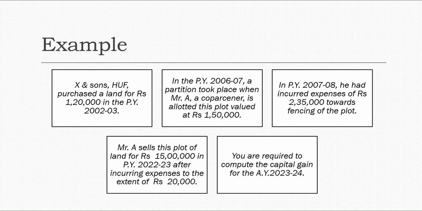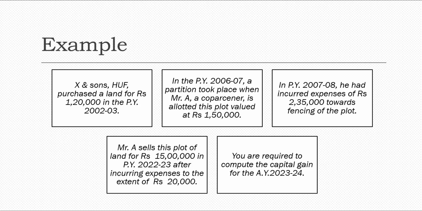So there was a HUF, they had purchased a piece of land for 1,20,000 in 2002-2003. It's a HUF property, the property which they inherited from their ancestors. It means that in the previous year 2006-2007 a partition took place, when a person who is part of the HUF, called the co-partner, got this property. This property was valued by the HUF at 1,20,000. When the family partition happens they say this property is valued at 1 lakh, this belongs to you, ये आपकी होगी.